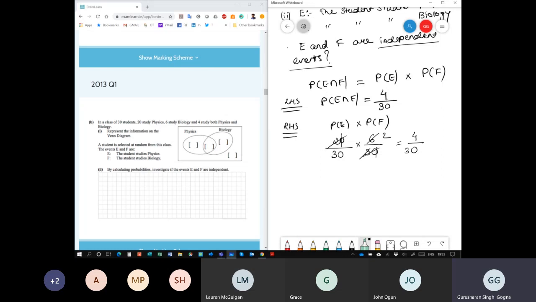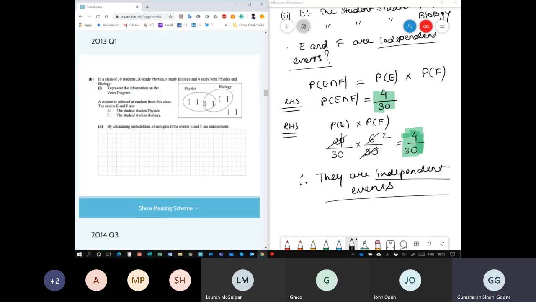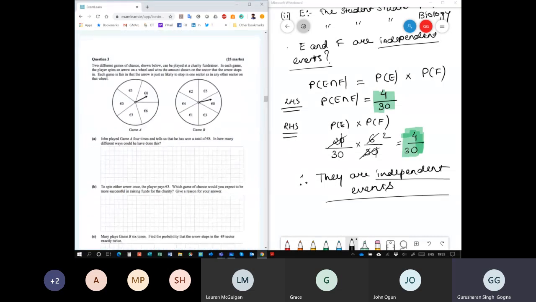So you can see that the left hand side and right hand side are equal. Both events E and F satisfy the multiplication rule, and therefore they are independent. Keep in mind that when they talk about independent events, it relates to the multiplication rule. So let's move on to the next part.